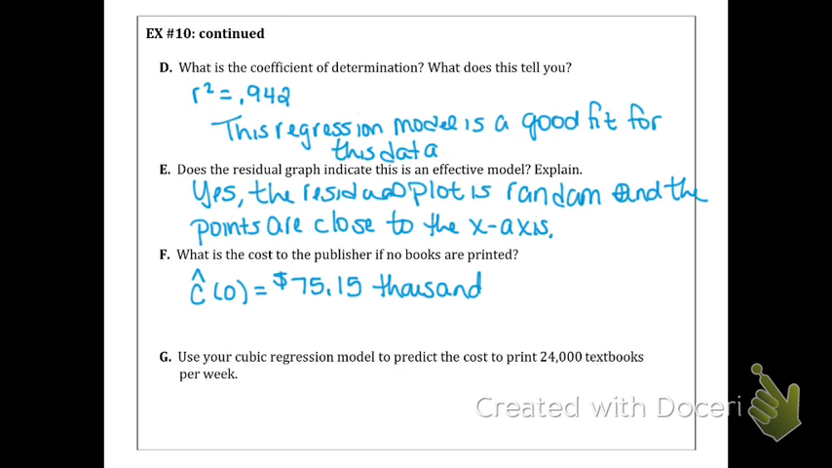All right, use your cubic regression model to predict the cost to print 24,000 textbooks per week. I plug 24 into my equation, or I can check my table when X is 24, and I find it's $194.70 thousand.